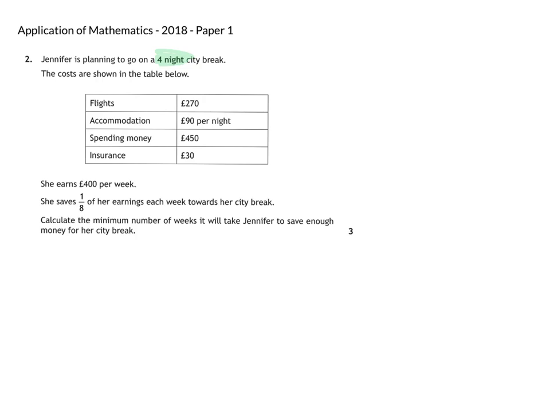So first of all, we need to work out how much the city break is going to cost. So we know that we've got the £270 for the flights. Because it's 4 nights at £90 a night, that is going to be £360 for her accommodation. Her spending money is £450 and her insurance is going to be £30. So we can now add these up. So remember, just to check when we're adding, we're going down here first. So all the zeros means it comes to 0.